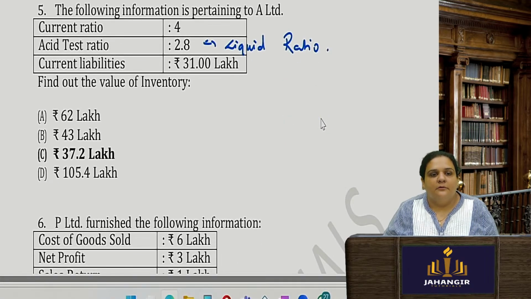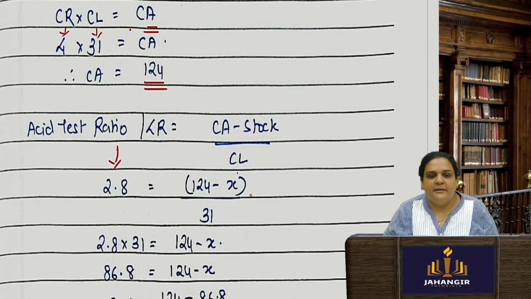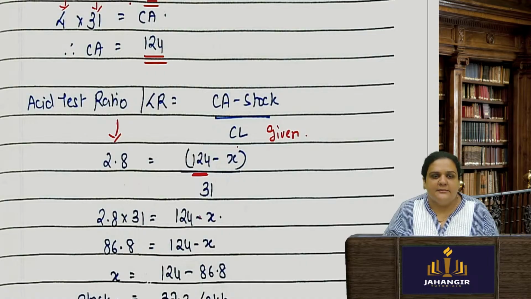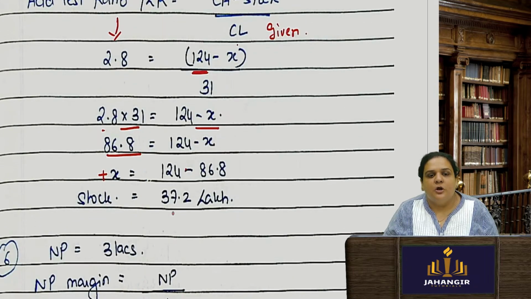Okay. So liquid ratio is equal to current assets minus stock upon current liabilities. Current liabilities is given. Current assets we just found out is 124, and assume stock to be X. Now solve this equation. 2.8 into 31 equals 124 minus X. Take X on the other side, it will become positive. 124 minus 2.8 into 31, which is 86.8. So stock will be 37.2 lakhs.